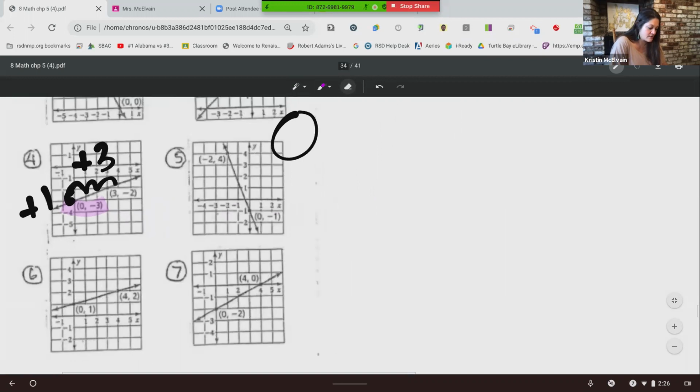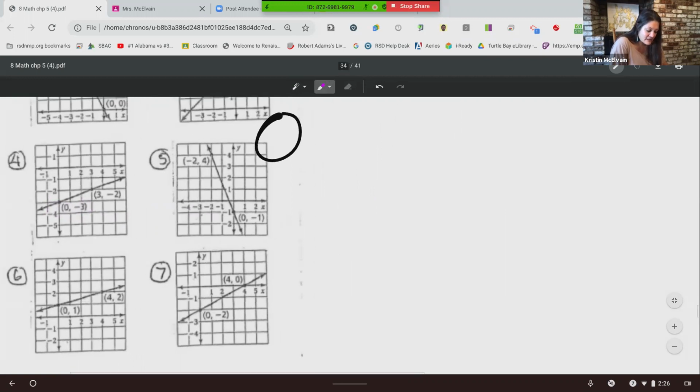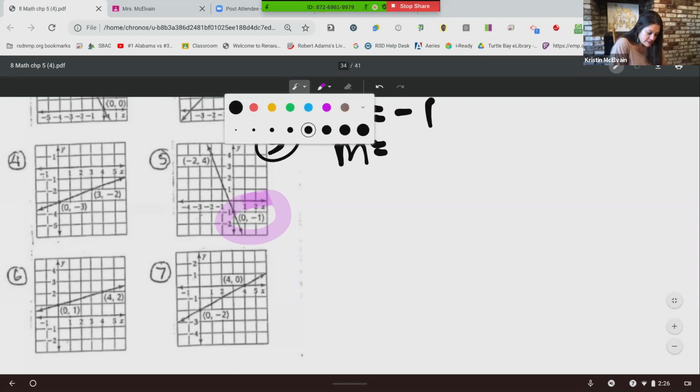Oh, let's erase those scribbles. All right, that brings us to number 5. Number 5, here is our B. So B equals negative 1. And for our slope, make this a little skinnier. All right, we're going to count.